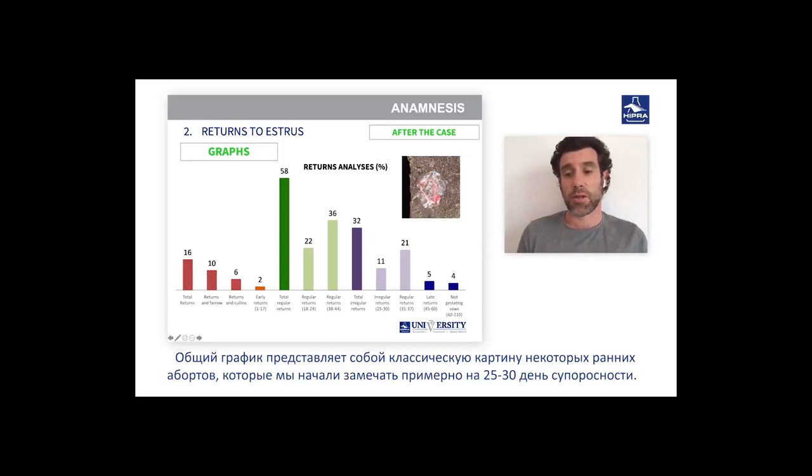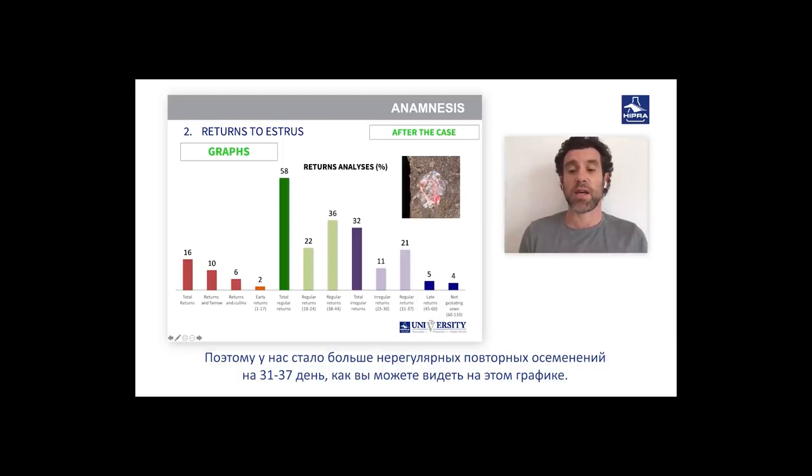The picture is a reference to some early abortions that we began to see around day 25, or between 25 and 30 days of gestation. So we began to have more irregular rebreedings on days 31 to 37, as you can see here again in the graph.